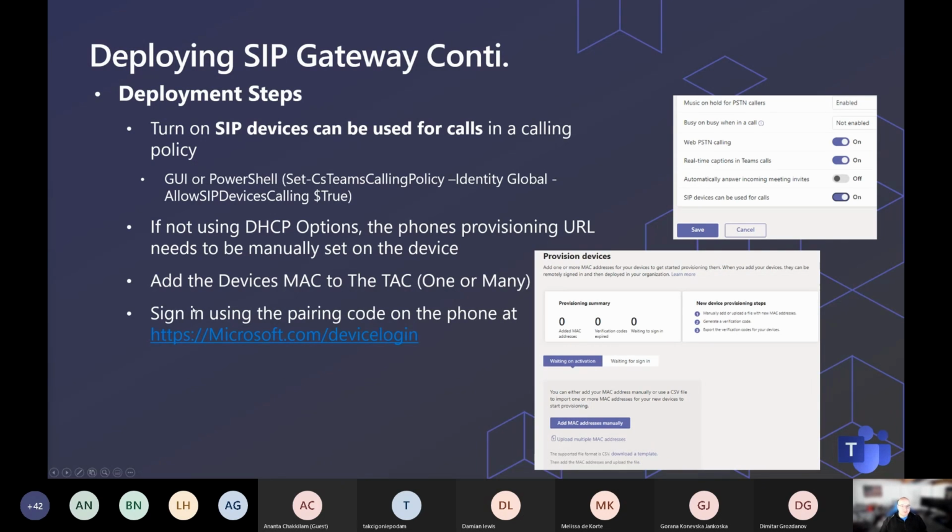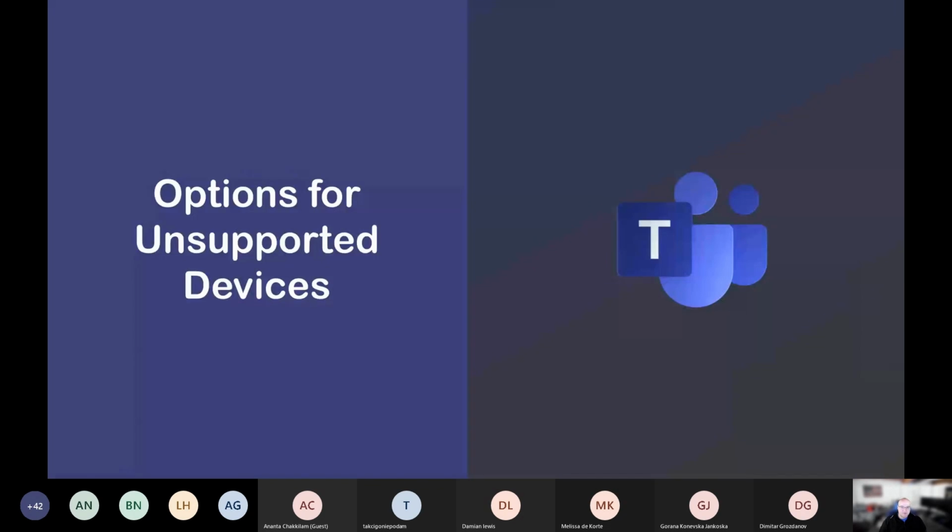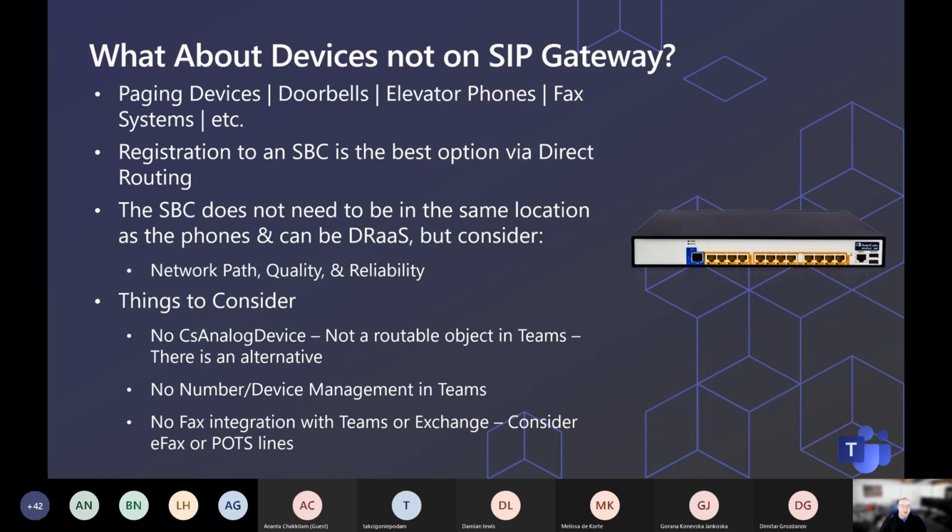So we talked about all these things that are great about supported SIP devices, but what do we do about unsupported SIP devices in your environment? And this is going to be devices that are not on SIP Gateway. This is going to include things like paging devices, doorbells, elevator phones, fax machines, all these types of things that are not supported natively, or natively-ish, with SIP Gateway. So the best option that you're going to get for those types of devices is registering them to an SBC that is set up for either direct routing in your environment or just connected to the PSTN with a limited dialing scope of who can dial into it.